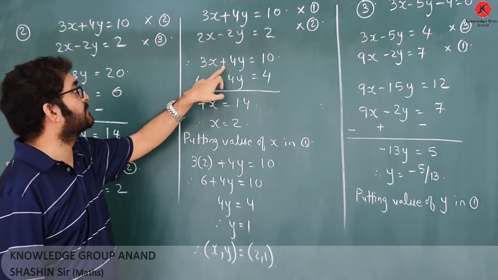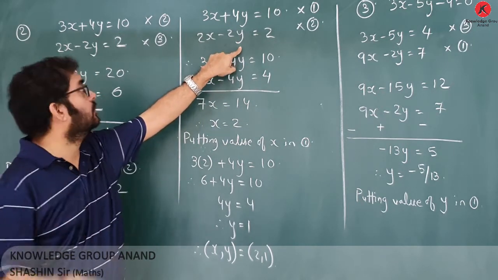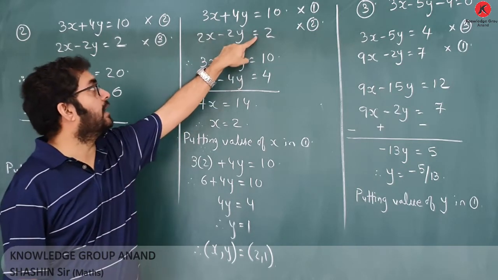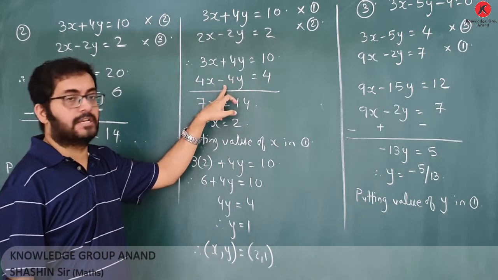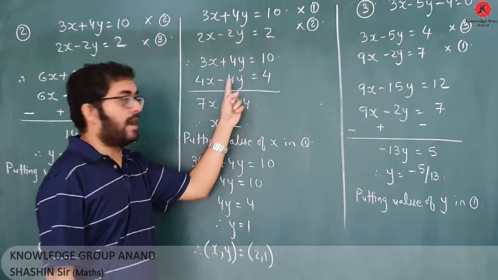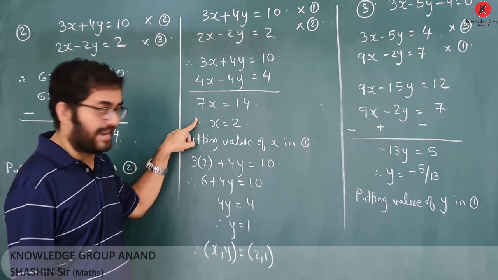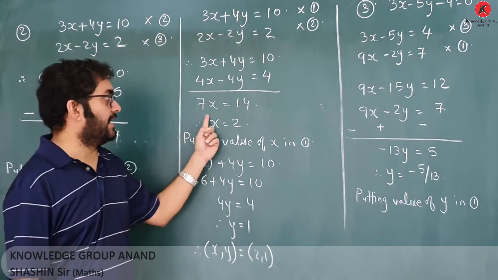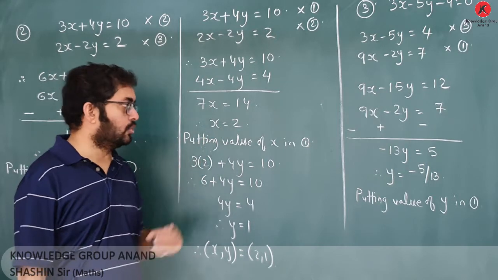So this is 3x plus 4y is equal to 10. Now equation number 2 is multiplied with 2. So 2x became 4x, minus 2y became minus 4y, and 2 became 4. Now again, here I am having plus 4y and minus 4y, so there is no need to change the sign. The y part got eliminated. So 3x plus 4x is 7x, 10 plus 4 is 14. So now 7x is equal to 14. That means the value of x is 2.